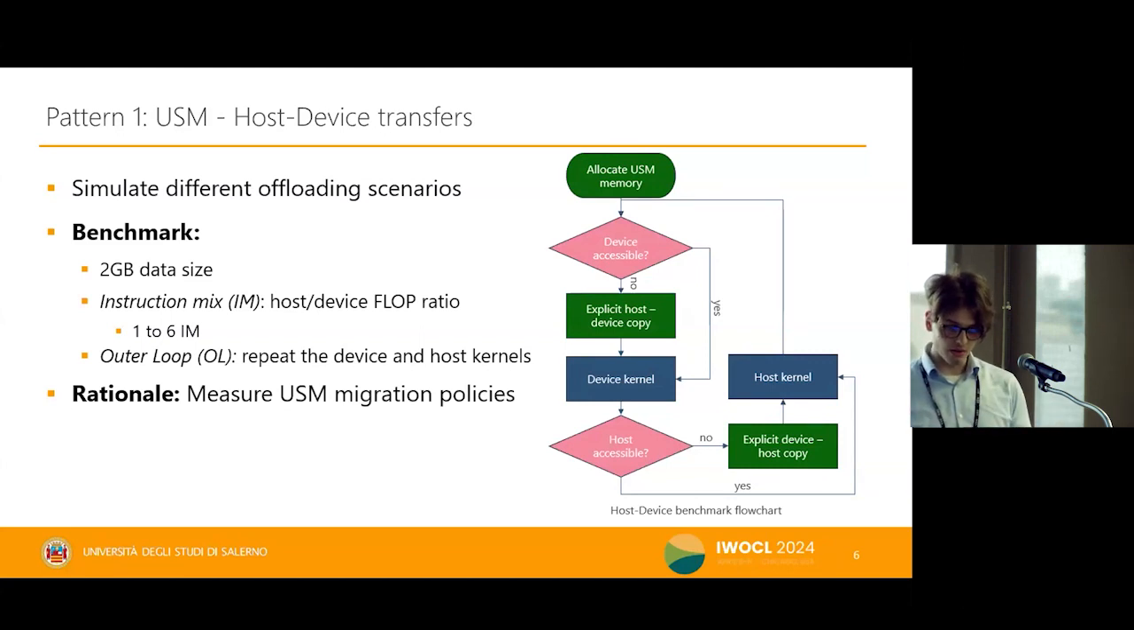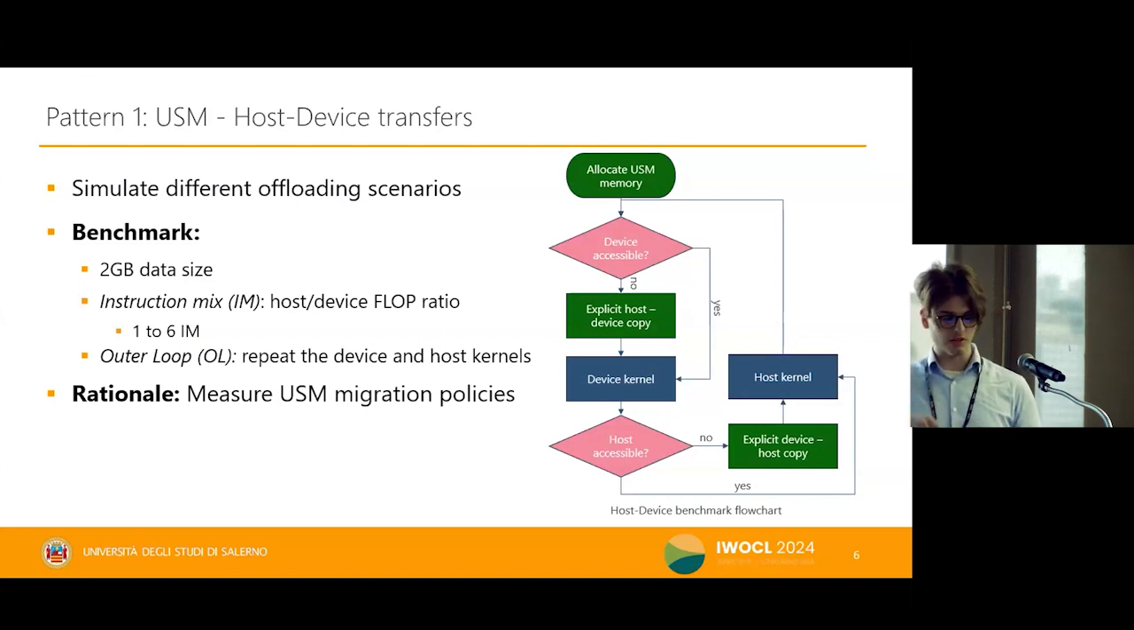We exploit the different USM allocation capabilities, either by explicitly copying the data to the device, or by using direct allocation, depending on whether the USM allocation is accessible to the specific device or not. The benchmark is parameterized with an instruction mix parameter, which regulates the ratio between host and device instructions. So, for example, an instruction mix of 50 means that the device is doing 50x the instructions that the host is doing.